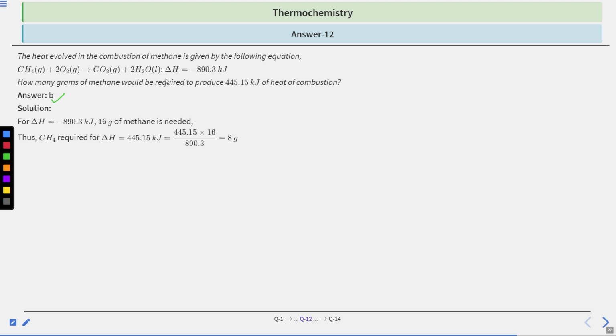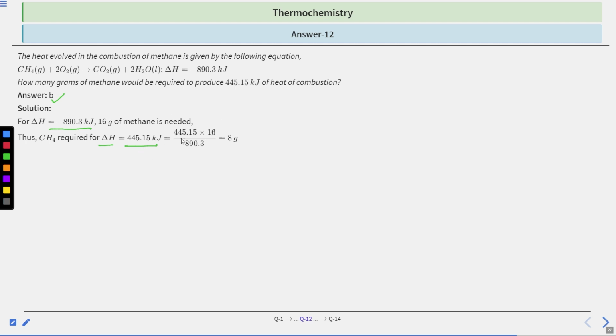So we have given the heat evolved for the combustion of methane, which is minus 890.3 kilojoule, and 16 gram of methane is needed, right? Because if we find out the mass here, it will be 16. The CH4 required for del H equals 445.15 kilojoule will be, right? So for 16 gram of methane, the del H is minus 890.3 kilojoule. So for 445.15 kilojoule, how much methane will be needed?